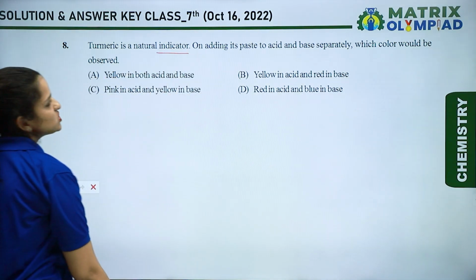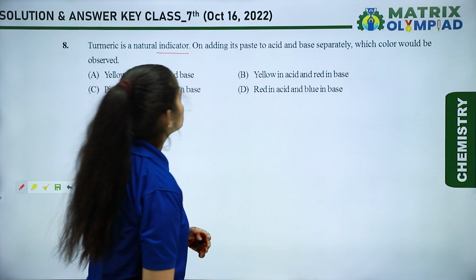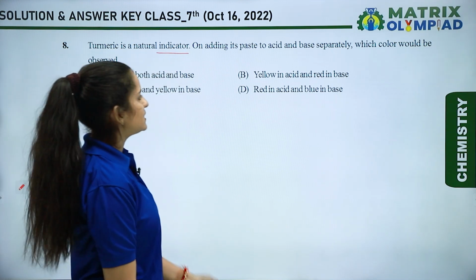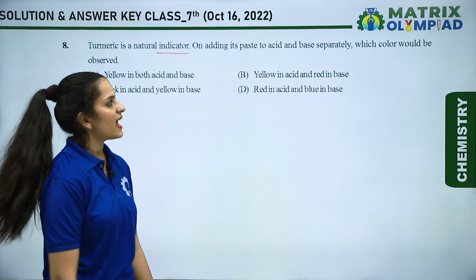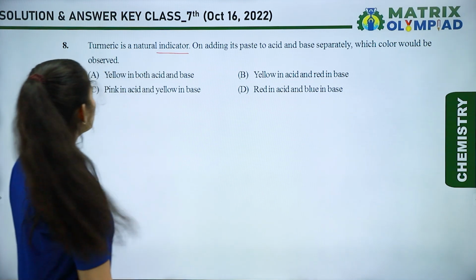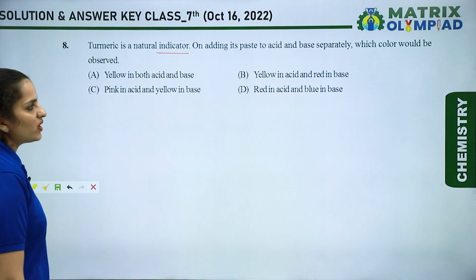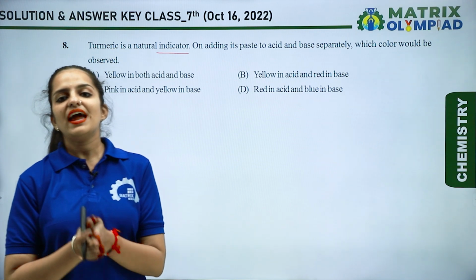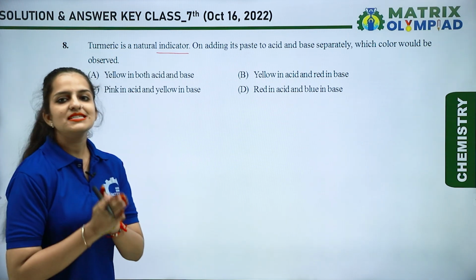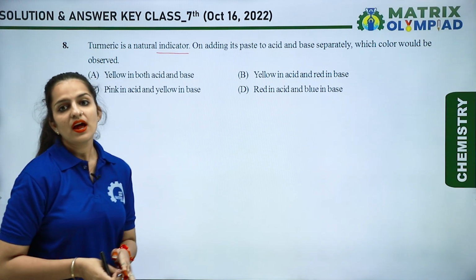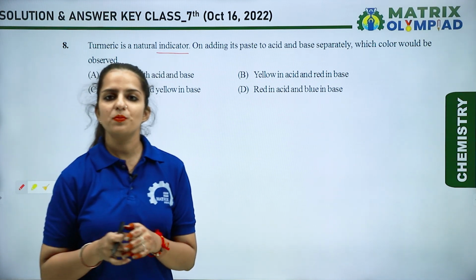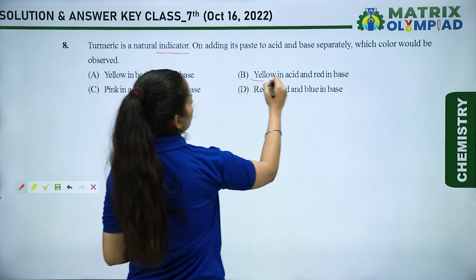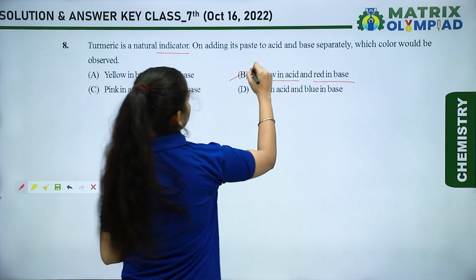Now look, the first question is, turmeric is a natural indicator. On adding it to acid and base separately, which color would be observed? Option A, yellow in both acid and base. Option B, yellow in acid and red in base. Option C, pink in acid and yellow in base. Option D, red in acid and blue in base. When we add turmeric paste to acid, its color remains the same, that is yellow. And when we add turmeric paste to base, its color changes to red. So option B is correct here, yellow in acid and red in base.